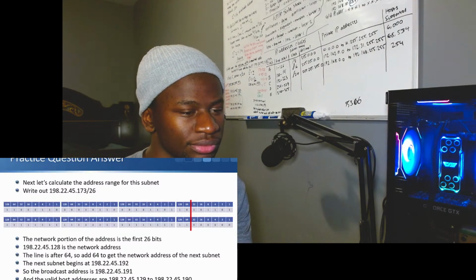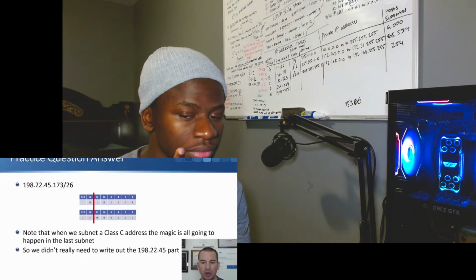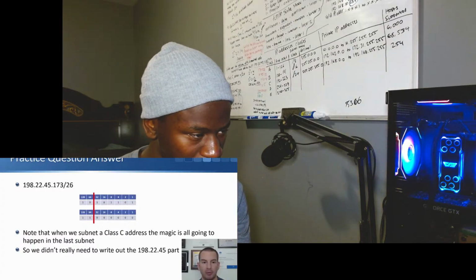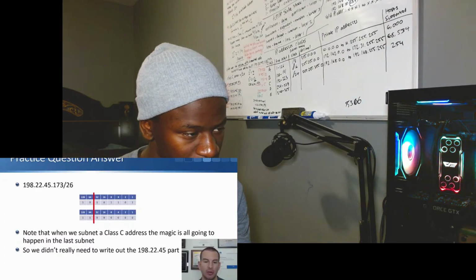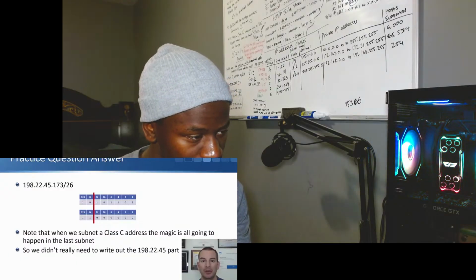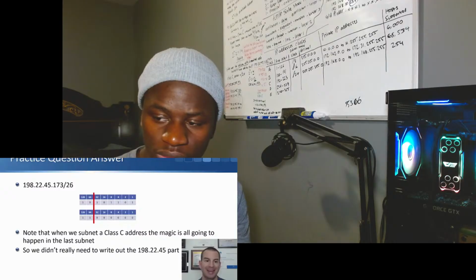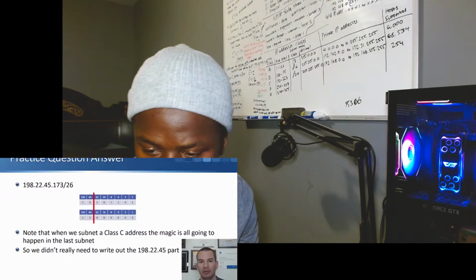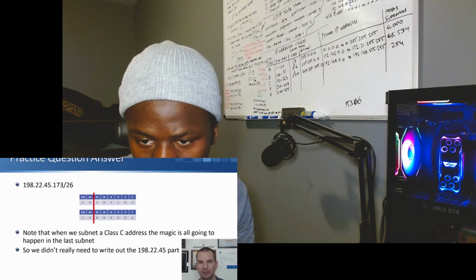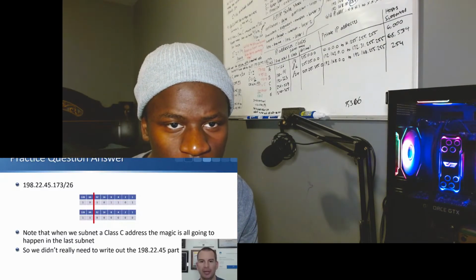And a final important point to tell you here is, notice that everything was done on where the subnet line is. And this example is /26, so that is in the last octet. So we don't actually need to worry about the first 3 octets. They're always going to be unchanged as 198.22.45 in our example. So you can save some time by only writing out the octet that the subnetting is happening on. You don't have to write the whole thing out in full every time.